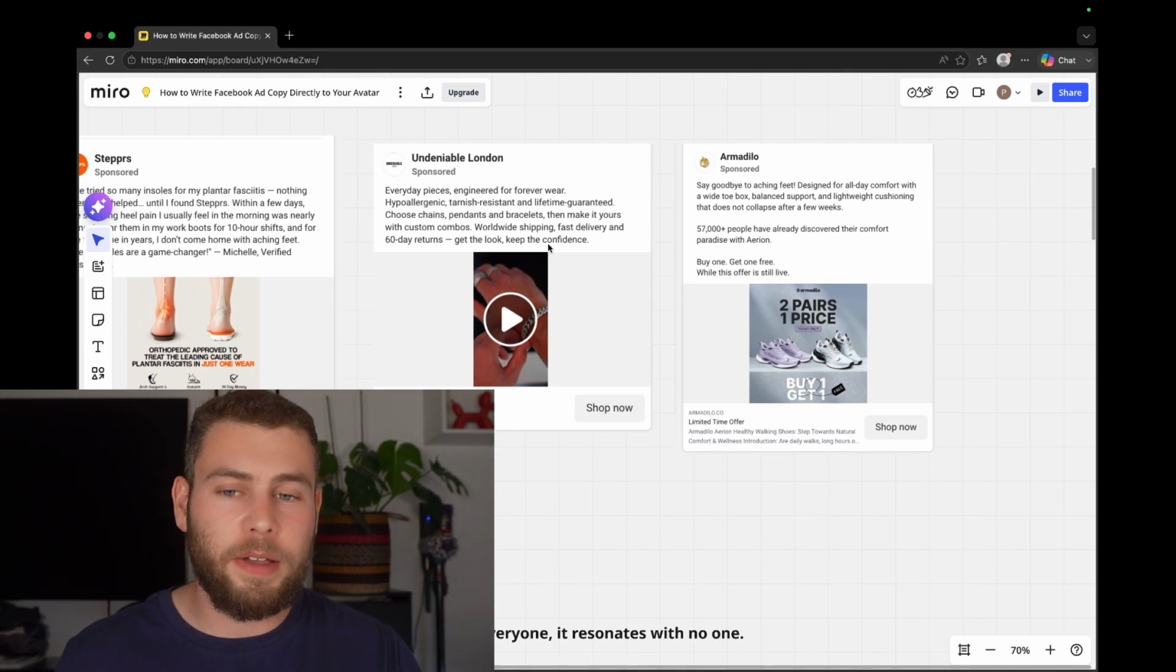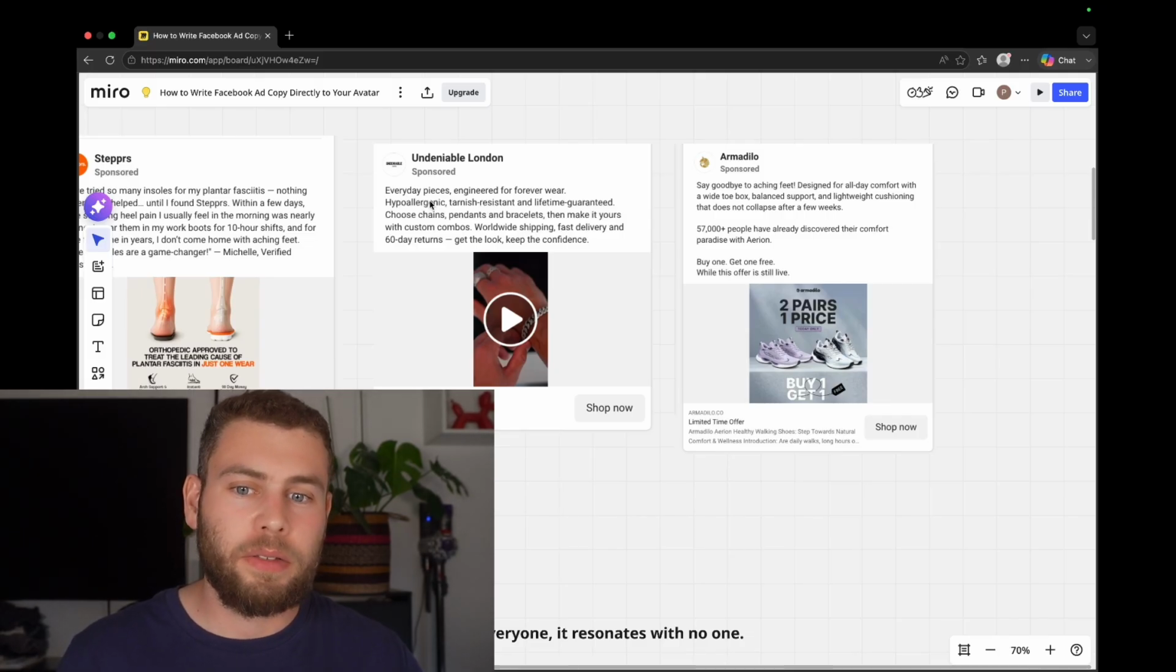And finally, you can see here for the jewelry brand Undeniable: "Everyday pieces engineered for forever wear, hypoallergenic, tarnish free, and lifetime guaranteed. Choose chains, pendants, and bracelets. Then make it yours with custom combos. Worldwide shipping, fast delivery, and 60-day returns. Get the look and keep the confidence."